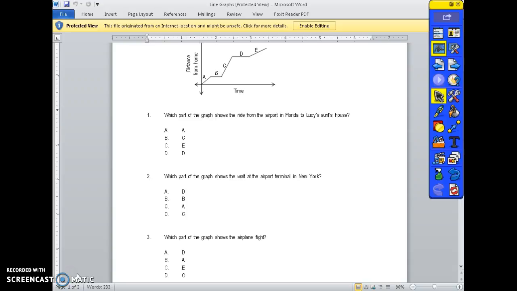Number 1. Which part of the graph shows the ride from the airport in Florida to Lucy's aunt's house? Well, first, let's just look at the graph as a whole. In part A, this is distance from home compared to time. So in part A, she's leaving her home to go to the airport. In part B, she's waiting at the airport in New York. In C, she's flying to Florida. In D, she's waiting in Florida for her aunt to come pick her up at the airport terminal. And then in E, she's riding with her aunt to her aunt's house.